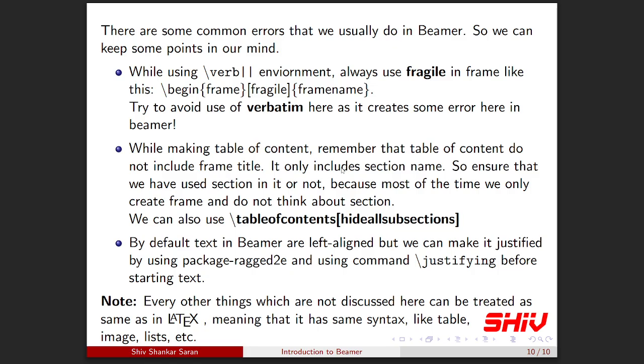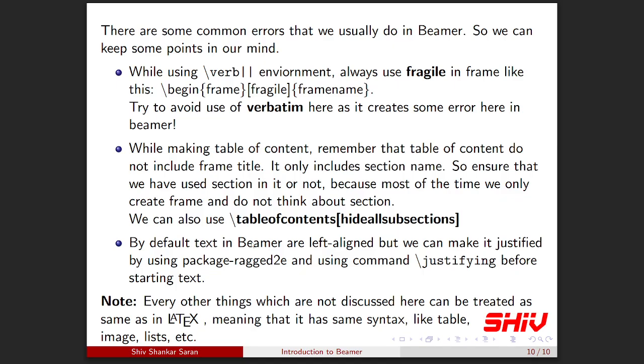While making a table of contents, remember that the table of contents does not include frame titles. It only includes section names. So ensure that we have used section in it or not. If we have not used section, it will not show in the table of contents. And if we want to hide our subsections, we can use backslash tableofcontents with hide all subsections. It will hide all subsections and show only sections.